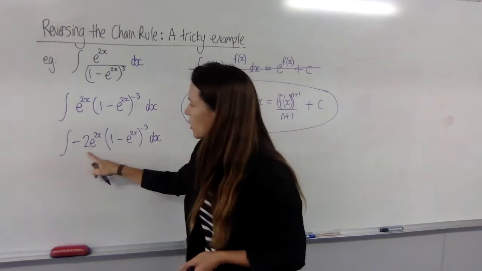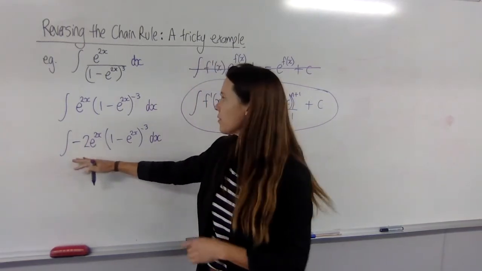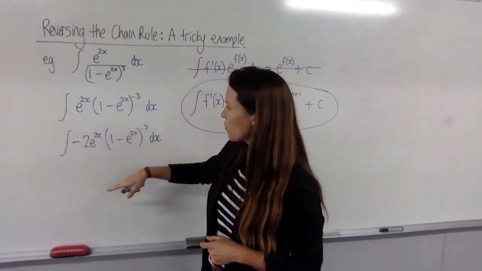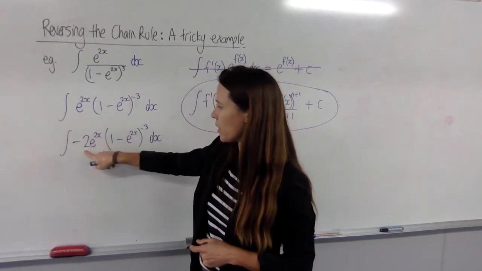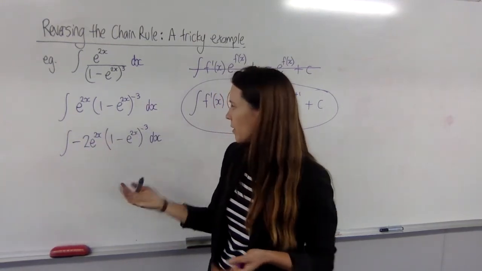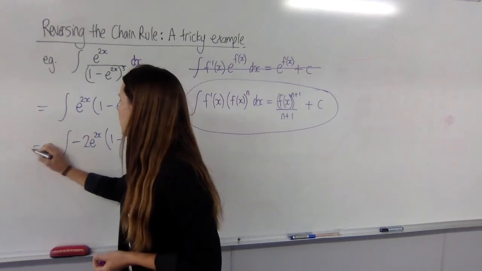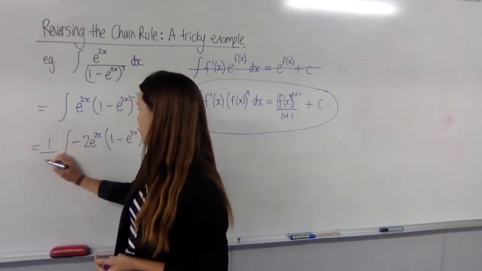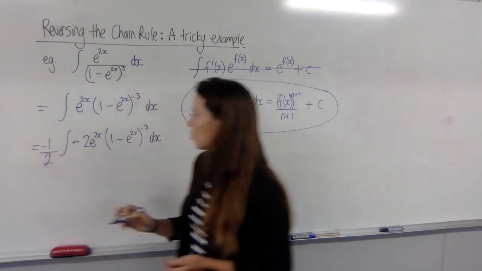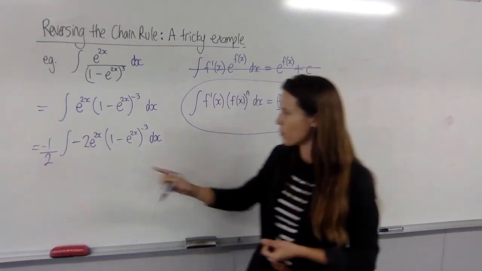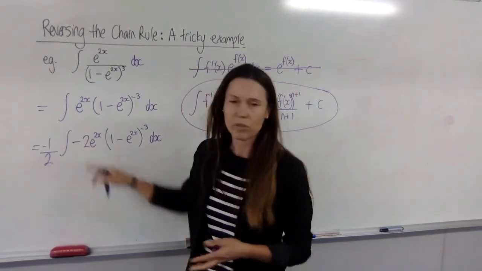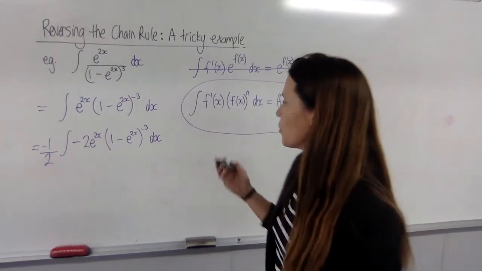This is the question I want, because it now looks like this. All right, now I need to adjust for it, because this is not the question I was given. I was given this one. I've changed it. I've multiplied by minus 2. How do I account for that? I need to, at the front, put 1 over minus 2, or really just call it minus a half, because minus a half times minus 2 is 1. So that'll get me out of trouble.